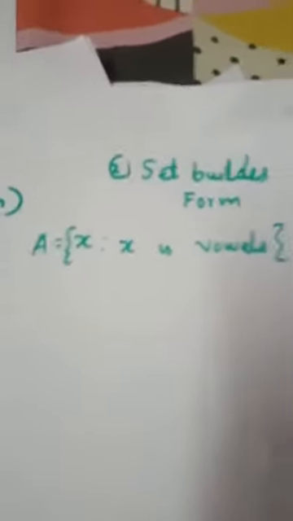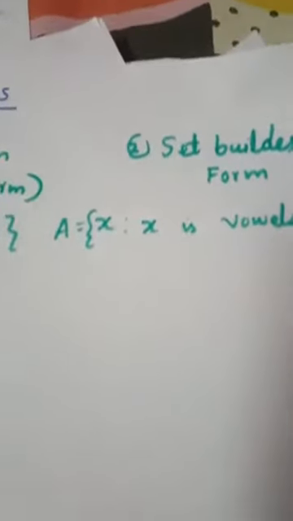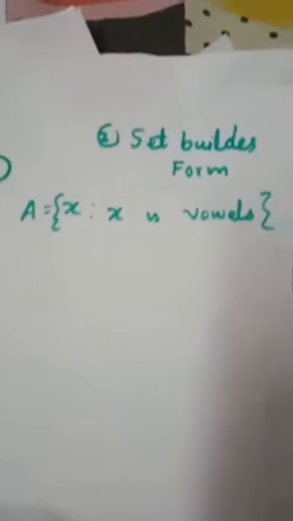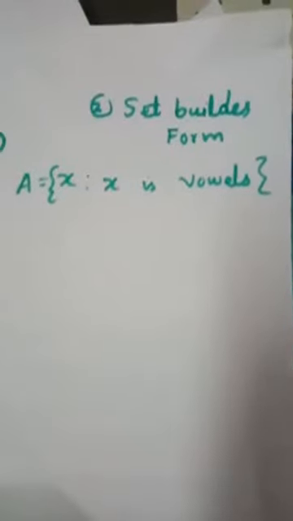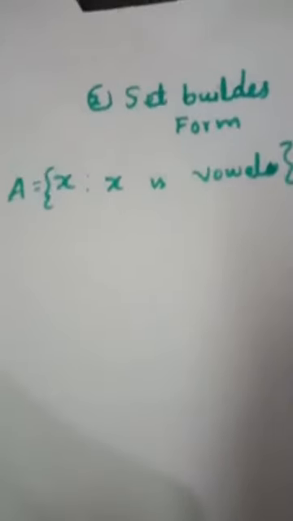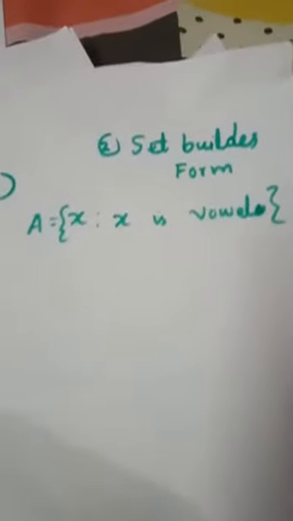Again, set builder form. How do we represent these vowels in set builder form? Set builder form is also a rule method. We are just writing a rule. A is equal to x such that x is a vowel. So x is a vowel means how many vowels are there? a, e, i, o, u. This is about sets, roster form and set builder form.